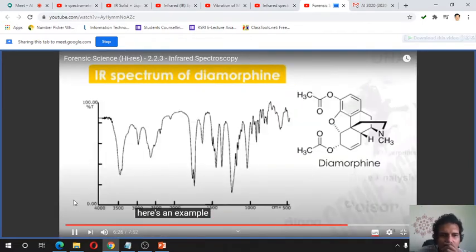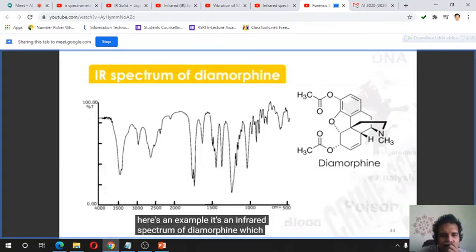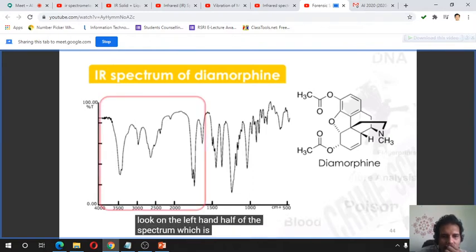Here's an example. This is what I actually used. It's an infrared spectrum of diamorphine, which is the active ingredient of heroin. If we look on the left-hand half of the spectrum, which is outlined in red, you can see a series of bands.